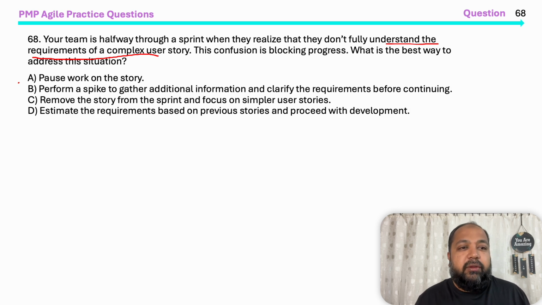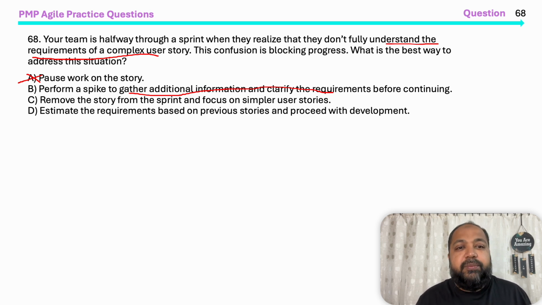Pause the work on the story? No, that's not the right mindset. Try to gather additional information and clarify the requirements before continuing. Yes, gather additional requirements. Okay, you may not need a full two-week time for this. Maybe a short spike of two days or something. You can try to do that.